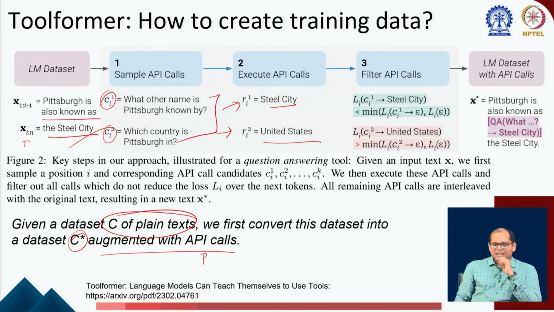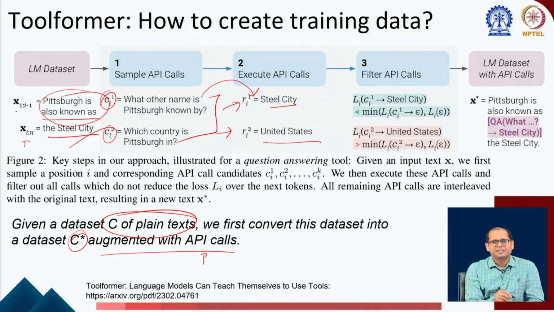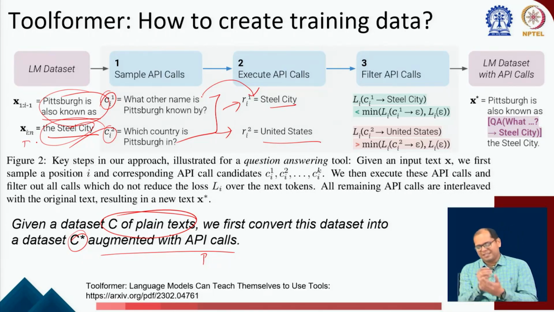Then you say, if I provide the API call, the question and the answer to the language model as a prefix, along with whatever it has generated, will it give me a higher likelihood for generating the remaining words, or a lower likelihood? It is as simple as that. If you prefix this information before the current input, will it give me a higher likelihood of generating this? And they actually formulate this using the loss.